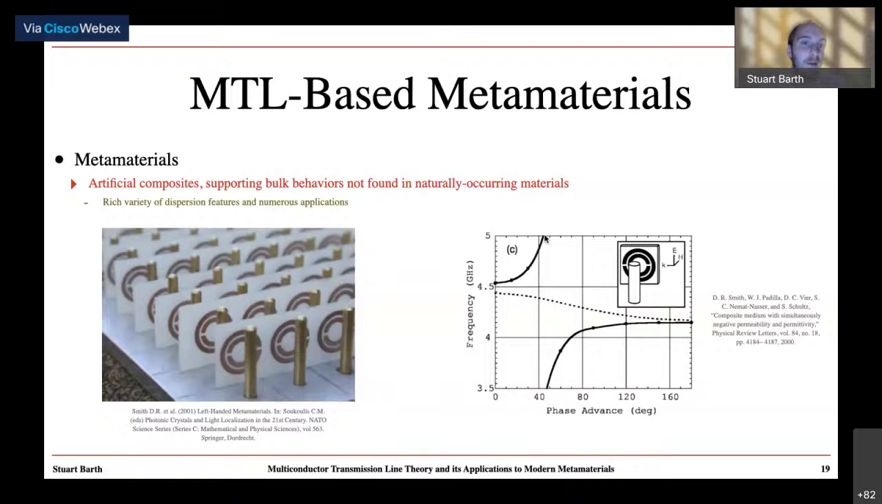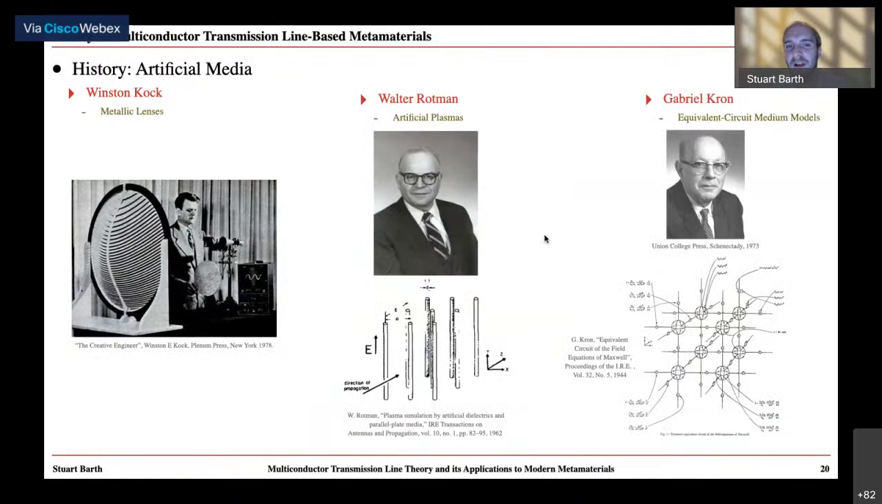But interestingly enough, metamaterials itself has a history that comes out of something that goes even further back, which is artificial media. There are several key players and key concepts in artificial media that helped guide the development of metamaterials. One key player was Winston Kock, on the left, who investigated these metallic lenses that he made for steering electromagnetic radiation. While most of his lenses were made from dielectric, he showed that he could make the same type of lenses from sheets of metal plates.